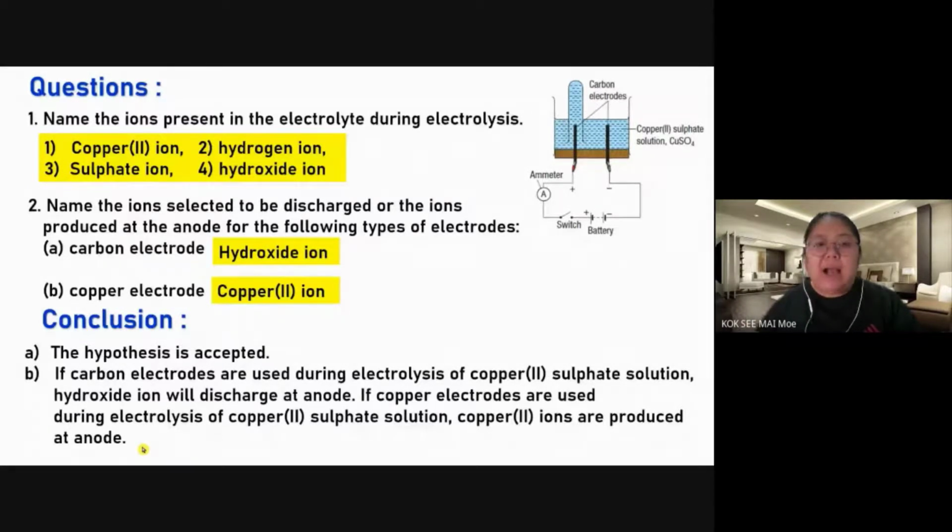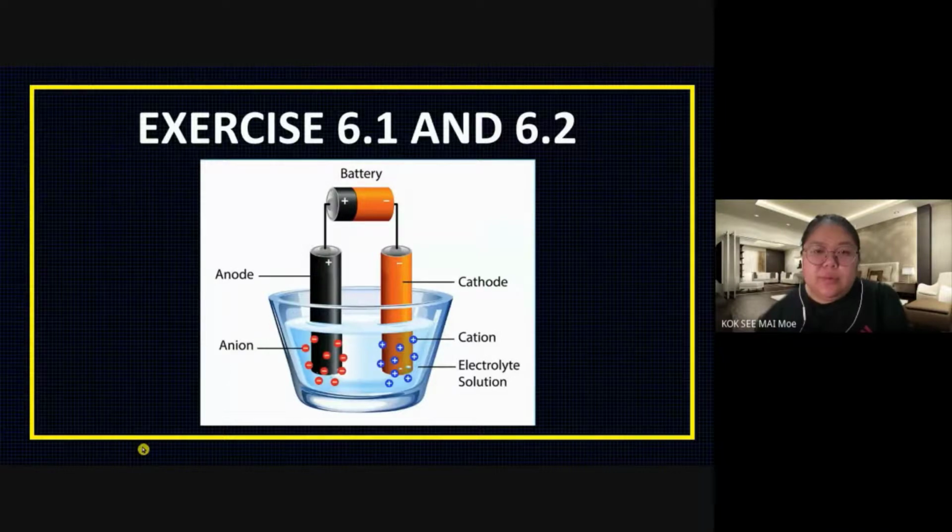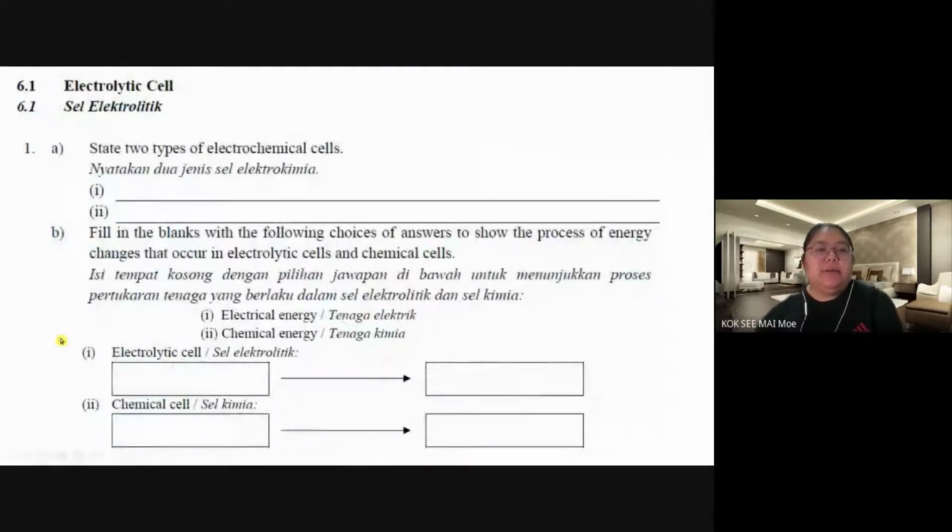Then we need to discuss the exercise, yesterday's exercise. The first one I'm going to show: state the 2 types of electrochemical cells. We already learned 2 types. The first one is the electrolytic cell, which produces chemical change from electricity. The other one is the chemical cell, the reverse, which produces electricity from chemicals. From here, for part B, you need to fill in the blanks with the following choice of answers to show the process of energy changes.